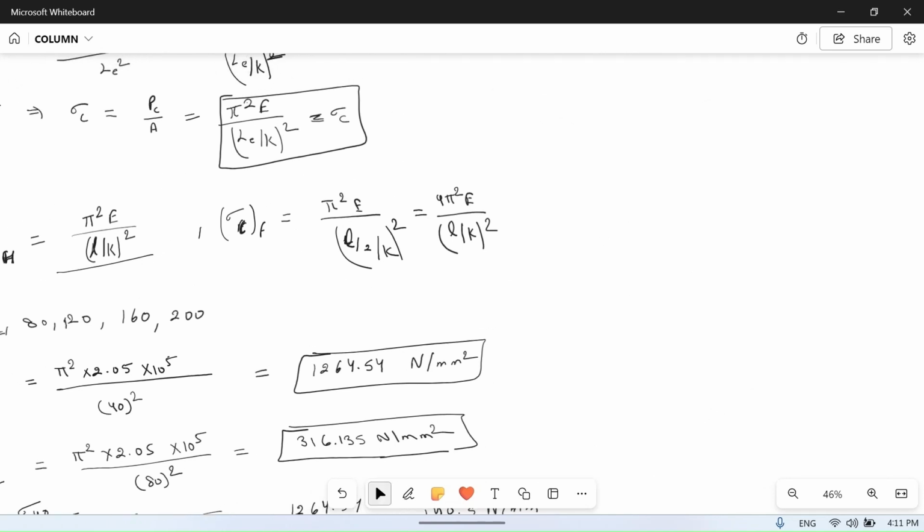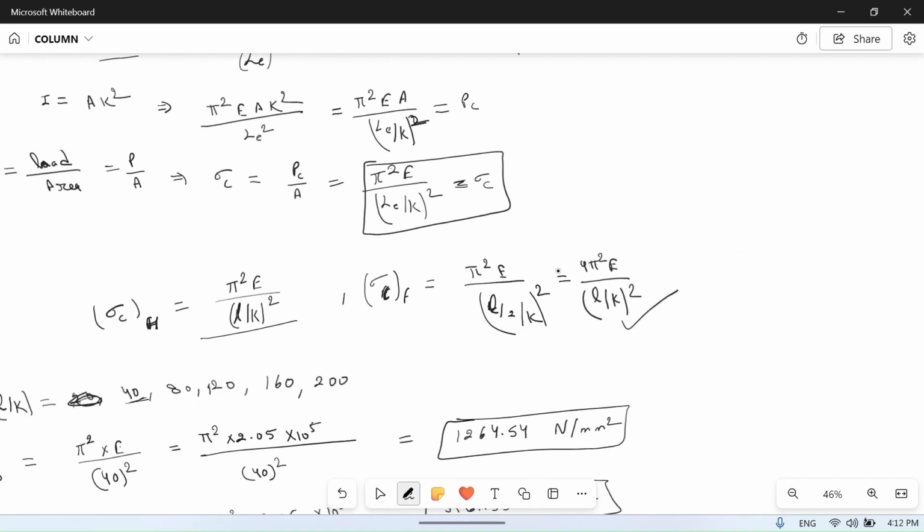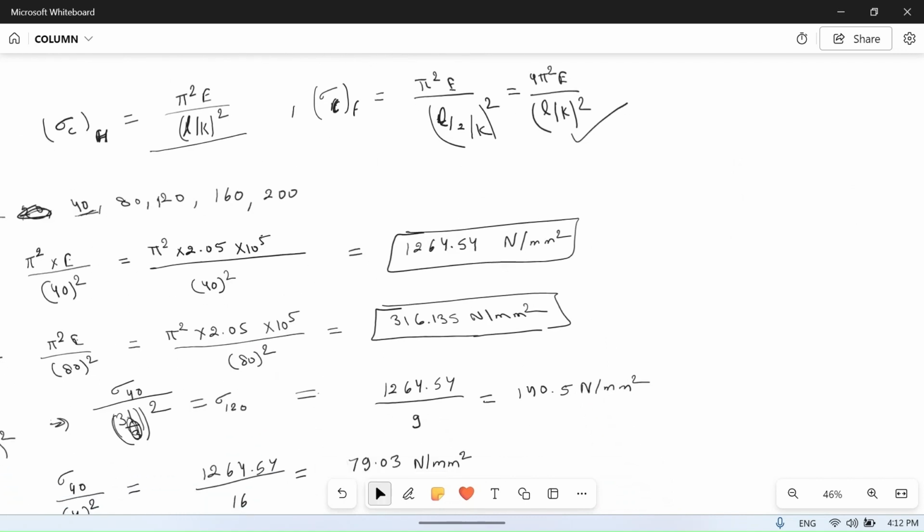Now when both the ends are fixed, then it will become 4 pi square E upon L by K square. Okay, so the only difference is this factor of 4. So in this case, if we multiply this by 4, then we will get sigma C for both ends fixed at 40. Okay, so if we multiply it by 4, it will become 5058.16 Newton per mm square.